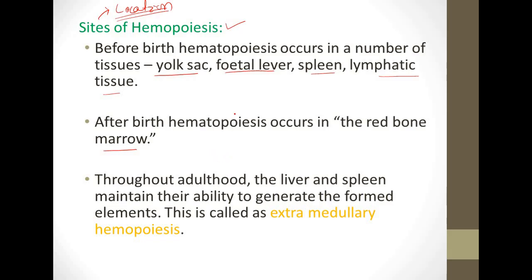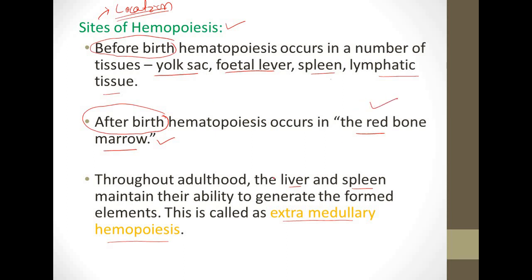There are two conditions where blood production takes place. One is before birth, okay. Another is after birth. After birth, the blood starts to form in the bone marrow. But before birth or in the fetal stage, the sites of blood production or hematopoiesis are the yolk sac, fetal liver, spleen, lymphatic tissue. Throughout adulthood, the liver and spleen maintain their ability to generate the formed elements. This is called extramedullary hematopoiesis.